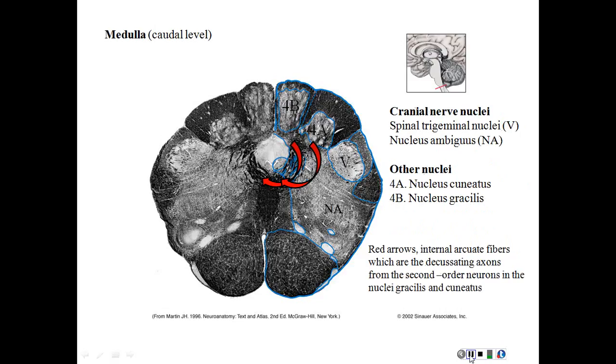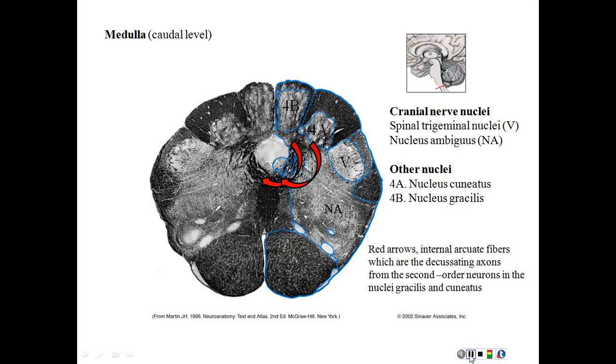It's these internal arcuate fibers that are so important. They project from the nucleus gracilis and nucleus cuneatus, bringing that proprioceptive information from the ipsilateral side now to ascend on the contralateral side, heading to the thalamus. These internal arcuate fibers only occur at this level of the medulla. Okay? They take that proprioceptive information from the same side and bring it over to the opposite side, where those axons will now ascend as the medial lemniscus.